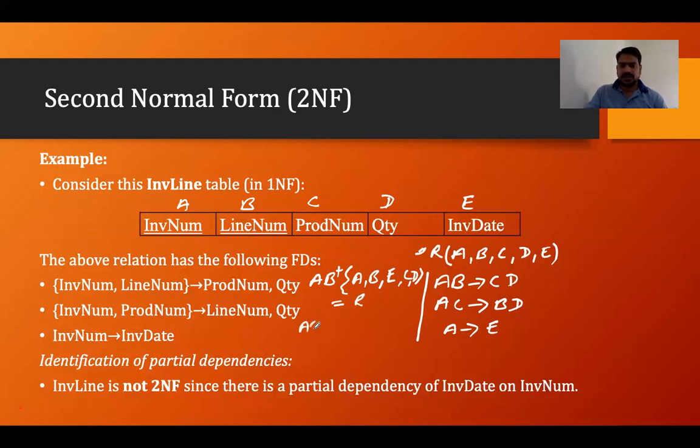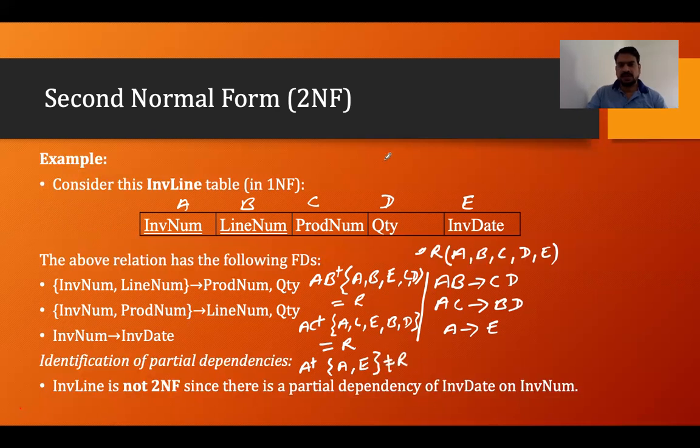Let's go for the AC closure. AC closure is AC. A is determining E. AC together are determining B and D. This is also equal to R. So I can say that AC is also a candidate key. Let's go for the last one, that is A. A closure is nothing but A. A is determining E, so E will come. Is AE determining anything? No. E is also not determining anything. So A will be there. It is not equal to R.